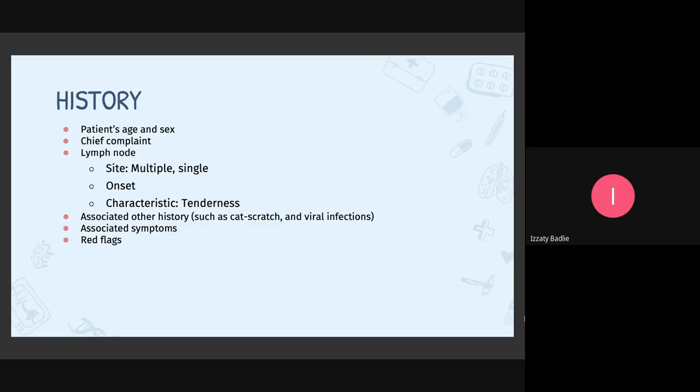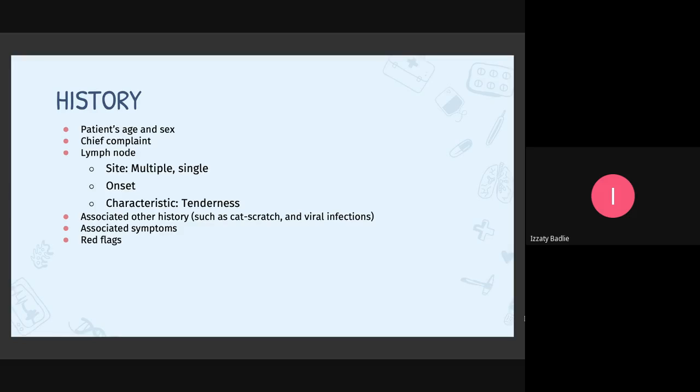It is not common for parents to come with a complaint of lymphadenopathy unless it is very prominent in the child. So for the chief complaint, we have to focus on whatever the parents are concerned about, such as if the patient has a rash, which might be suggestive of Kawasaki disease or drug-induced lymphadenopathy. So we need to ask about all the related chief complaints.